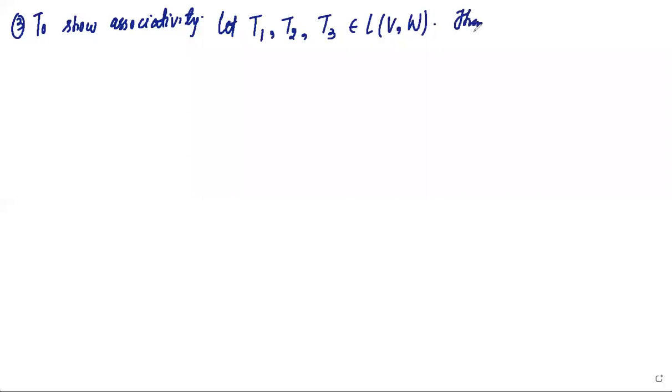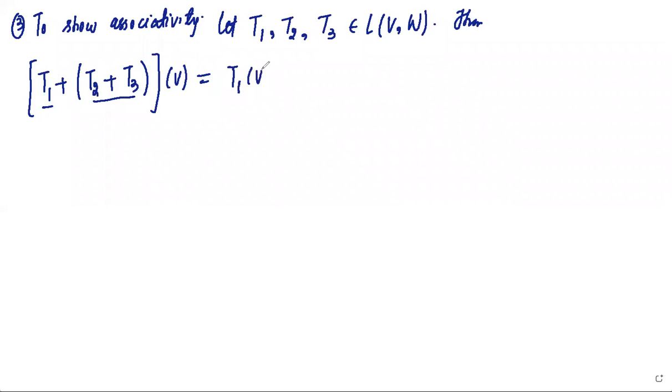Then we have to show the associativity. Then (T1 plus T2 plus T3) of V. Now by definition, first this is equal to, अब यहाँ पे T2 plus T3 is one mapping and T1 is another mapping. तो इसको by definition हम इस तरह से लिख सकते हैं, this is T1 of V plus T2 plus T3 of V.